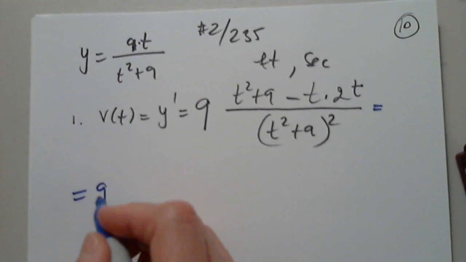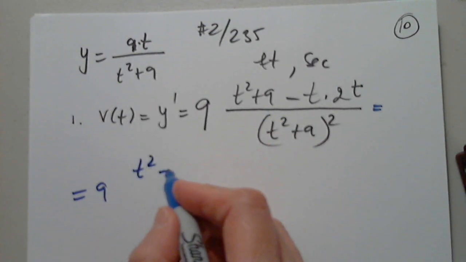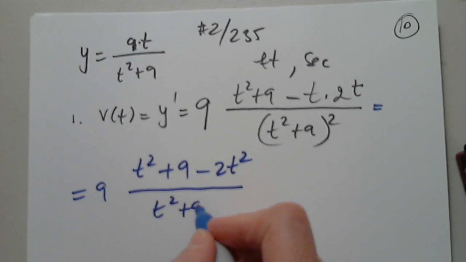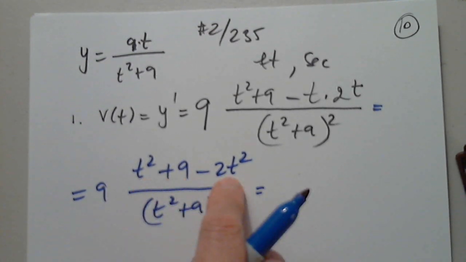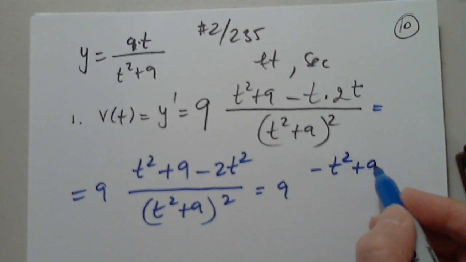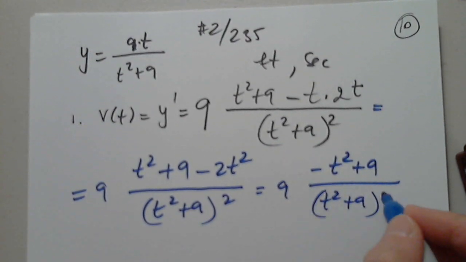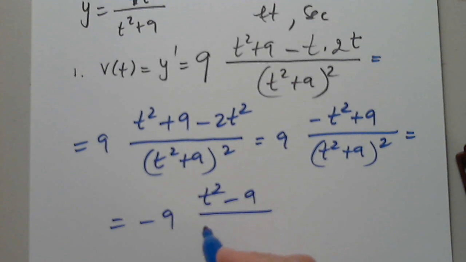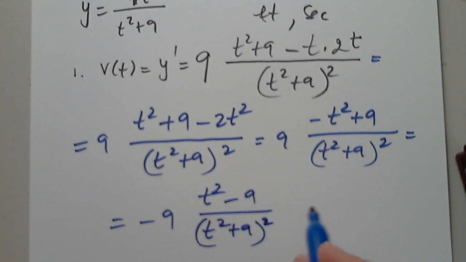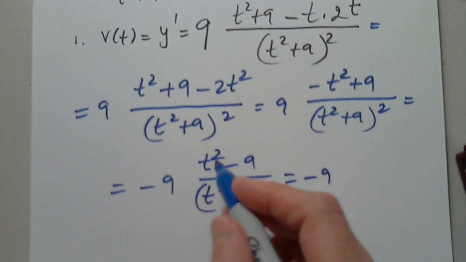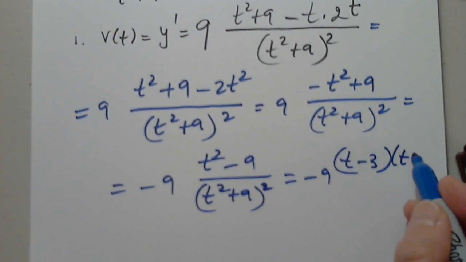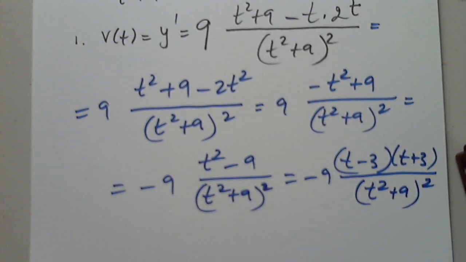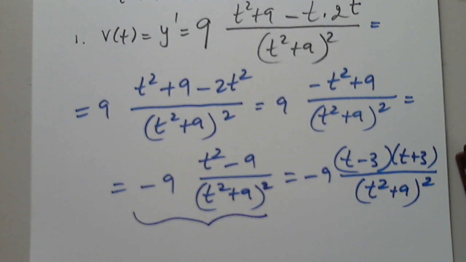Okay, so then I have 9 times t squared plus 9, and then this is minus 2t squared, over t squared plus 9 squared. And this is negative t squared plus 9. I hope you learn from me to also be allergic to negative leading coefficients. And of course, you're going to factor out the numerator just to have it factored to see what happens next. So anyway, we do have the velocity. This is the velocity at time t. Done.